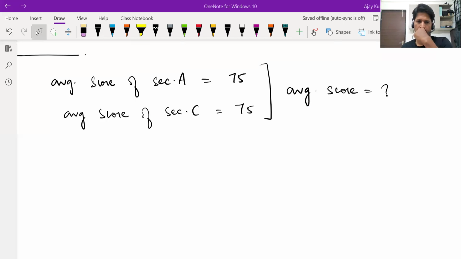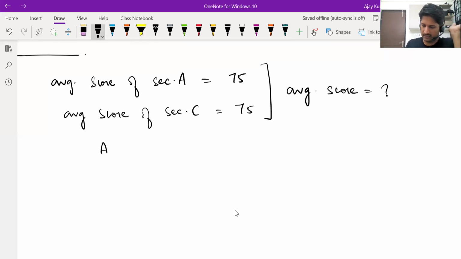Sir, is it 75? It will be 75 itself. See, you have already averaged for all of section A and all of section C. Then if you put them together also, the average will be 75 itself. You can try this with some numbers if you want later.